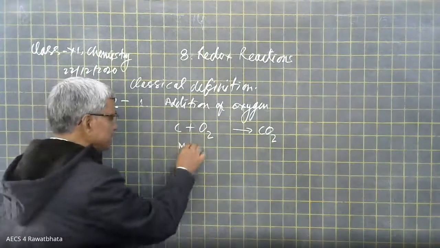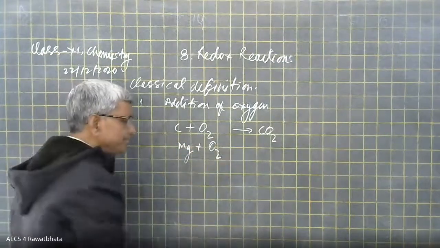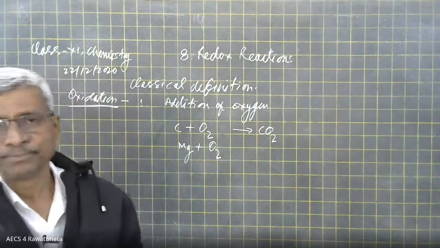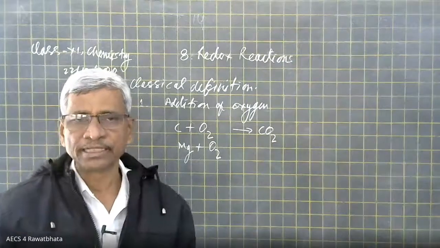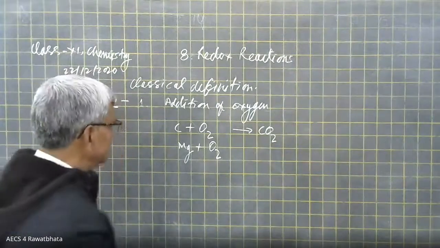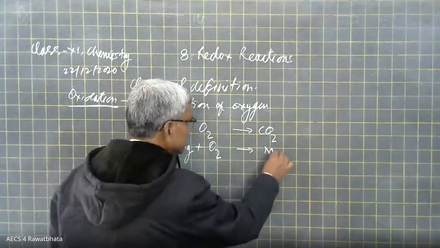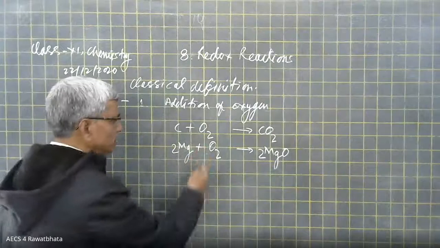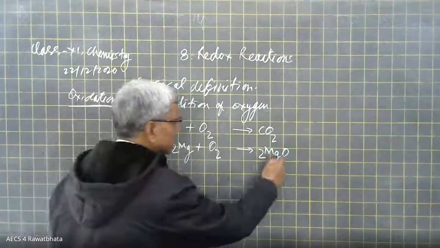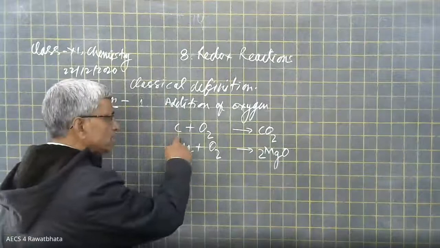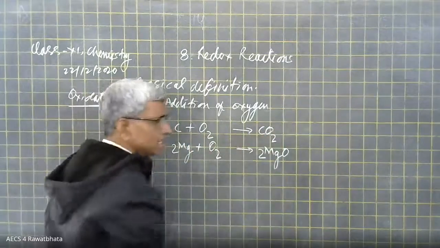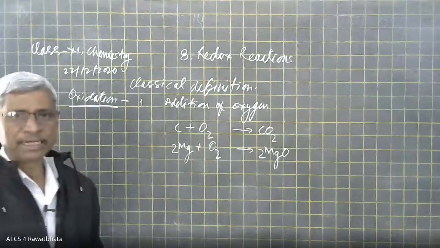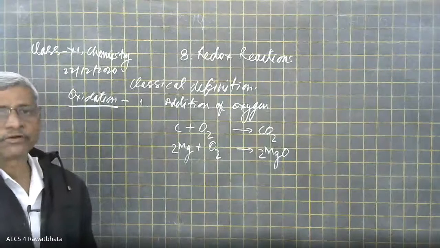When magnesium combines with oxygen, magnesium burns in air. Magnesium burns with a bright white light, just like a sparkle. It burns in air to form magnesium oxide, MgO. Here Mg is bivalent, oxygen is also bivalent, that's why the formula is MgO. Here carbon is tetravalent, oxygen is bivalent, that's why the formula is CO2. So this is one way of explaining oxidation, addition of oxygen.